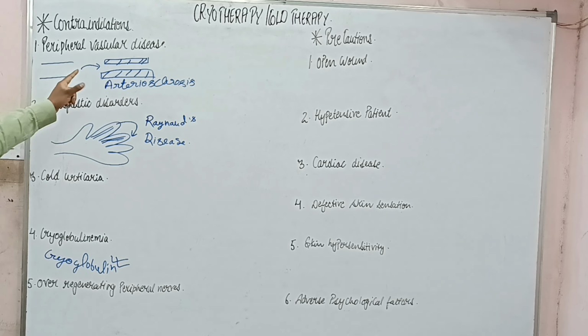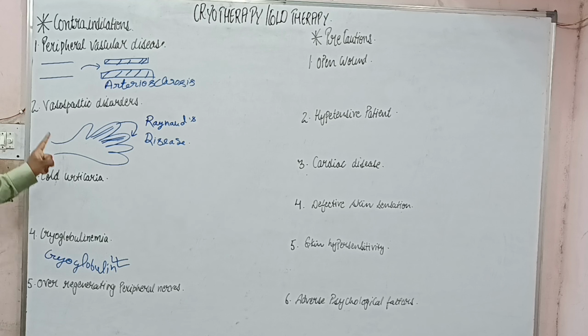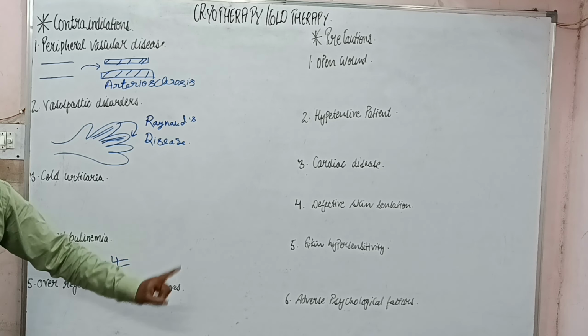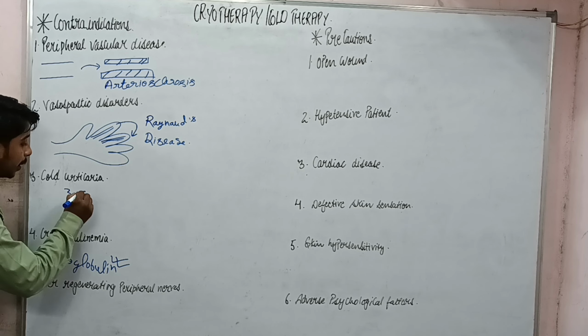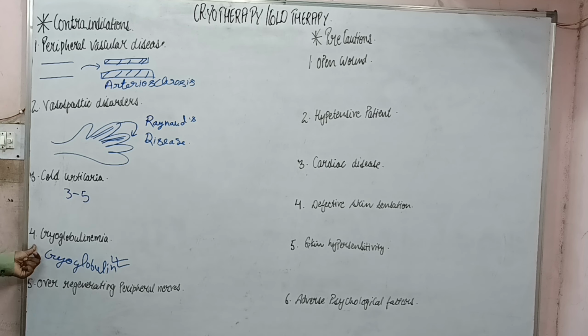So peripheral vascular disease may further reduce blood supply. Here also the same thing. Cold urticaria: hives and itching sensation. Test by 3 to 5 minute cold application. And here we are using a blood test, which shows cryoglobulin inside it. Next is over regenerating nerves. This is about the contraindications.